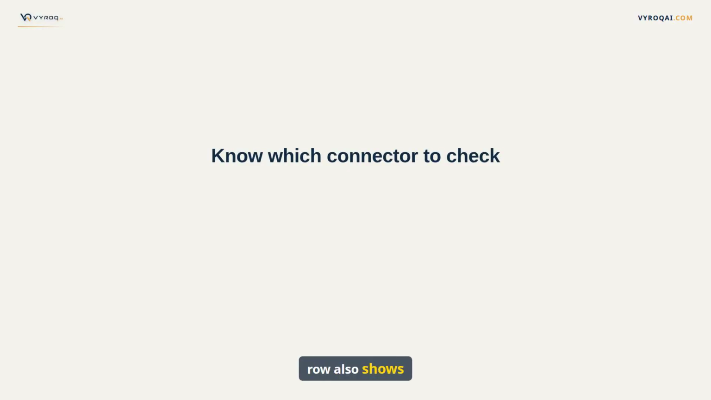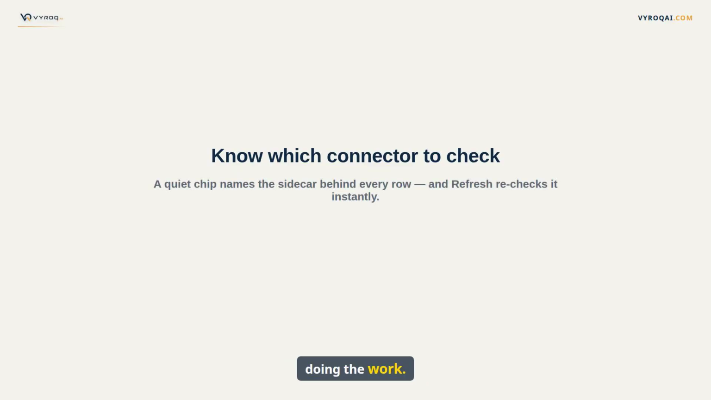Every row also shows which connector is doing the work. Messaging connector or social publishing connector. A small chip most people never notice, but it tells you instantly which sidecar to check if something misbehaves.